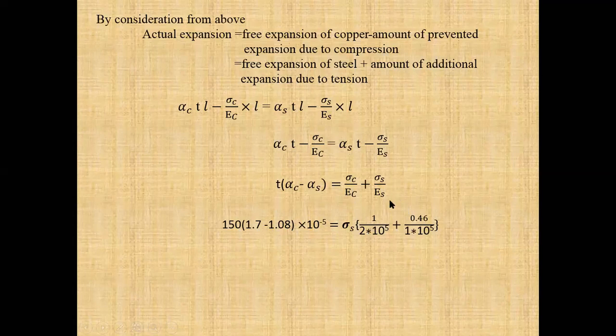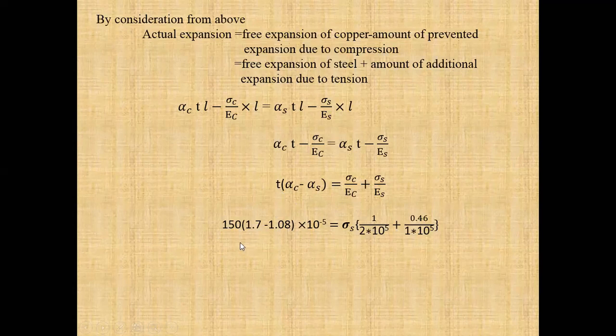Here you see, just look at it properly. This is sigma S by ES. This is taken as it is here. And this one is converted, because sigma C is equal to 0.46 sigma S. So we have taken common this one, sigma S. And for ES, this is 1 into 10 power 5. This is simple mathematics. I haven't done anything great. Just substitute the known values in this.